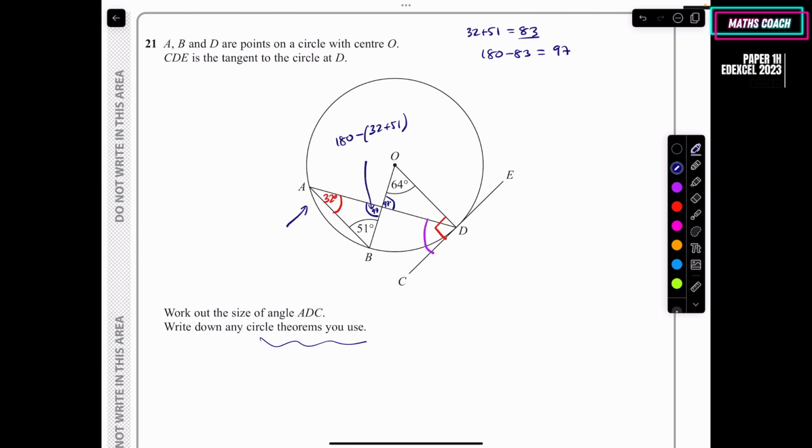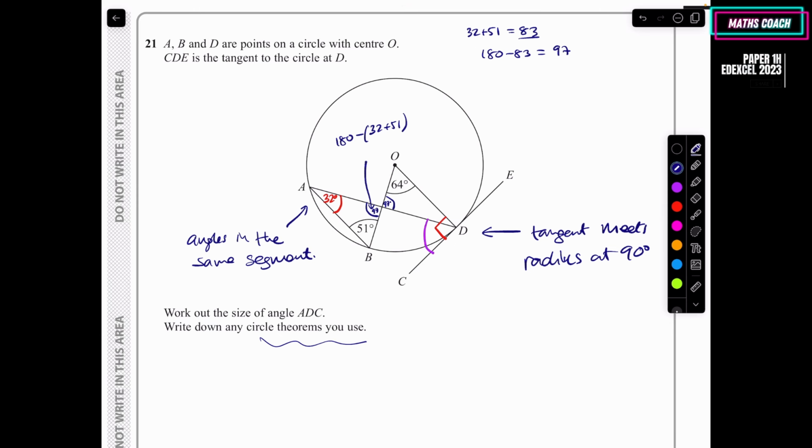Okay. So this one here is angles in the same segment, and also this one here is, what was it? Angle tangent meets radius at 90. Okay, you need to write down the reason because marks are given for these things. All right, so that's that.